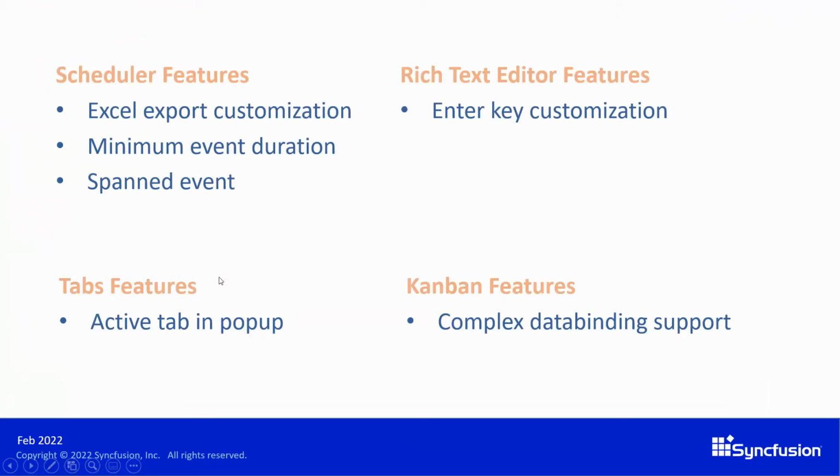Next, to the tabs component, active tab support has been added. With this feature, you can customize the order of active tabs in the header area. And next, to the Kanban component, complex data binding support has been added. Now you can map complex data with dot notation and set it to the corresponding fields of the Kanban data source. You can also perform CRUD operations with such complex data binding.